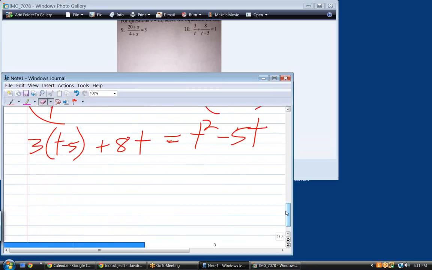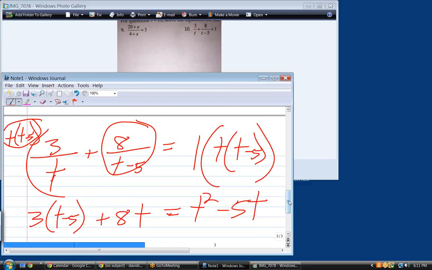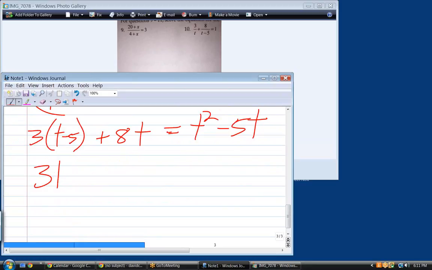What's the next thing to eliminate? Hold on. Think denominators first, parentheses next. Well, I got a parentheses here. Let's get rid of that. In other words, distribute. So then you would do 3t minus 15 plus 8t equals t squared minus 5t.